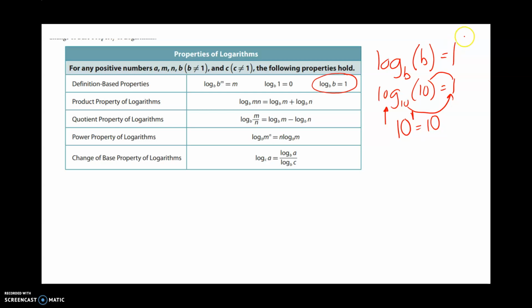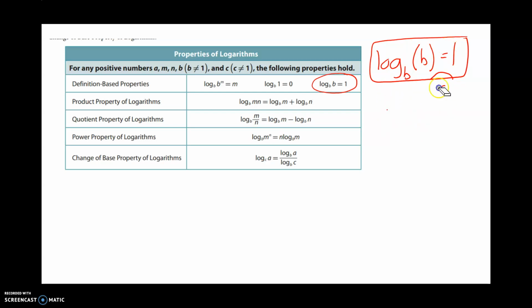So generalizing, if you have the log of some base of that number, it equals 1. Okay? You can easily show that it's true. The log of any base of 1 equals 0. And that's because when we looked at these graphs, this ended up being our x-intercept.